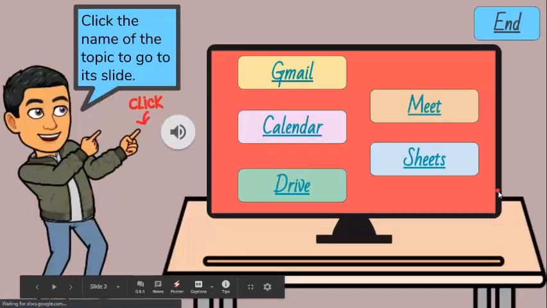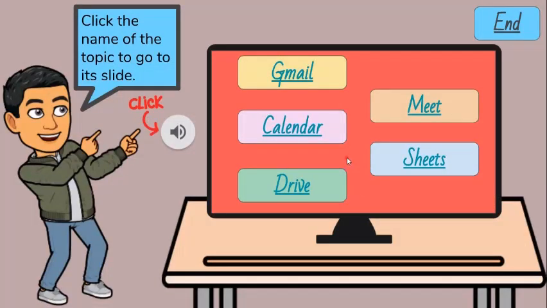The third slide, what is new here are these shapes with text that are linked to other slides. This slide serves as a menu where we can access all the next slides. At the upper right corner, you will see an option to end the presentation.